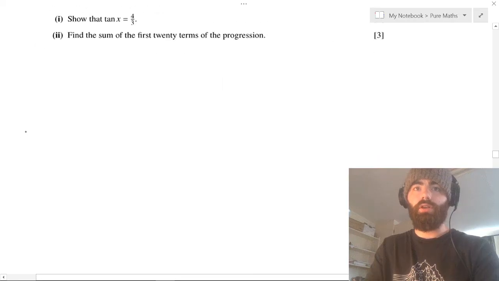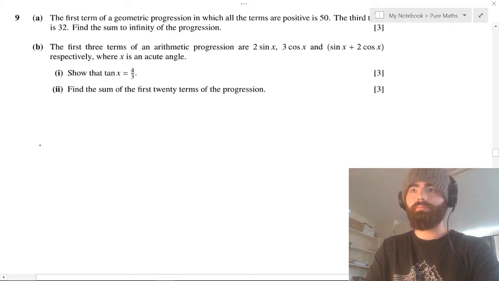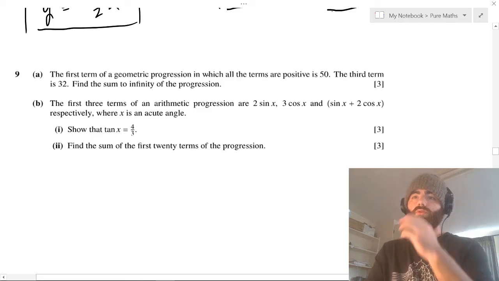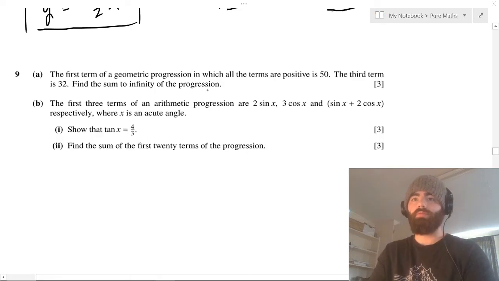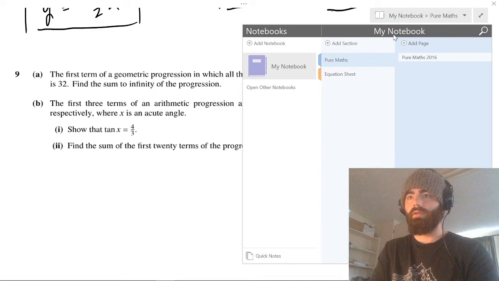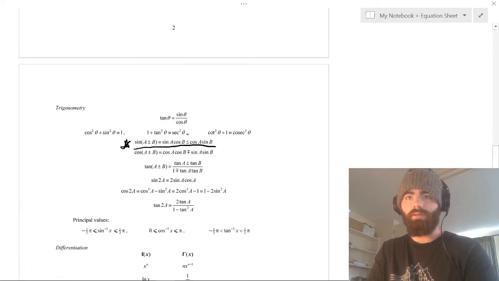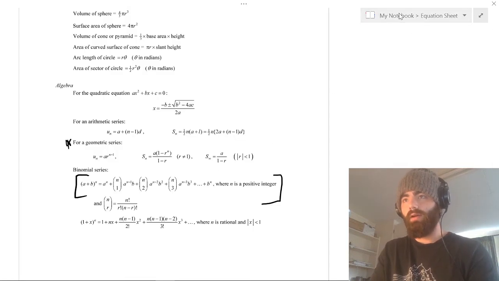Okay, question 9. The first term of a geometric progression in which all the terms are positive is 50. The third term is 32. Find the sum to infinity of this progression. Well, let's just go on our equation sheet. And geometric is here. And our sum to infinity is a over 1 minus r.